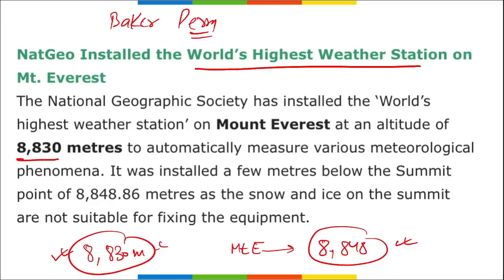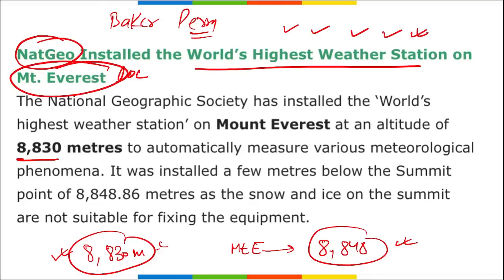He is from Appalachian State University in the United States of America. The weather monitoring system measures various meteorological phenomena like air temperature, wind speed, direction, air pressure, change in surface height of snow, and incoming and outgoing short and long wave radiation. So all these things will be monitored at this world's highest weather station that has been set up by NatGeo, and the location where this has been set up is Mount Everest.